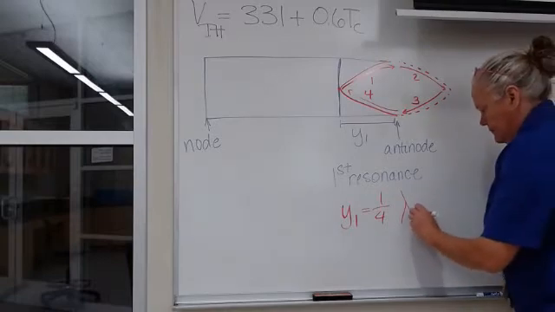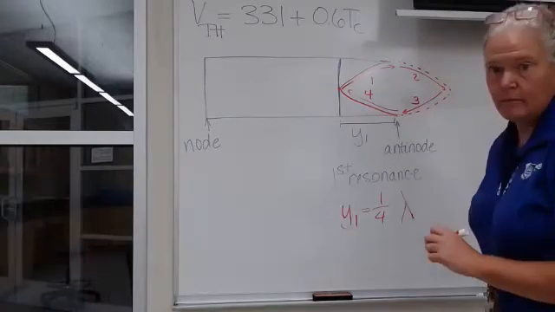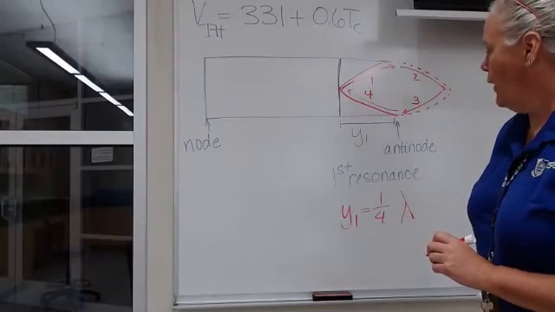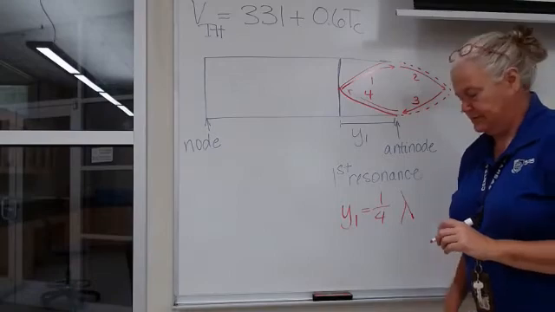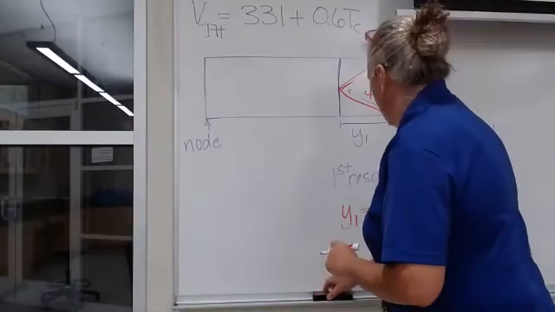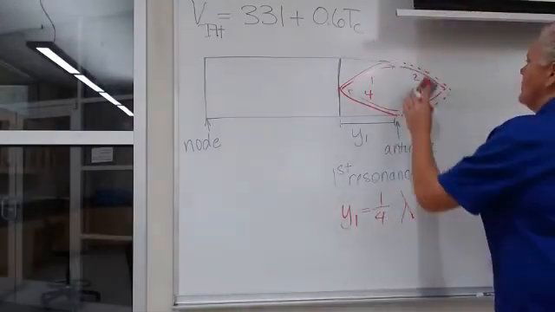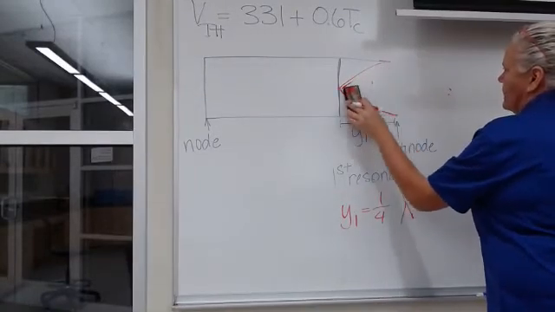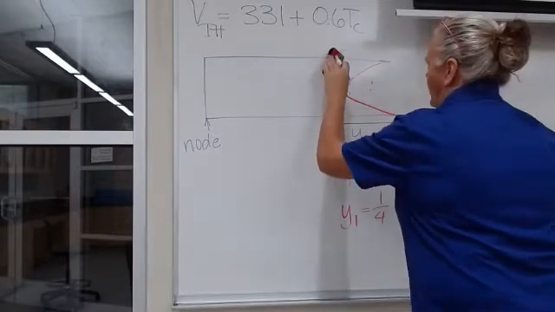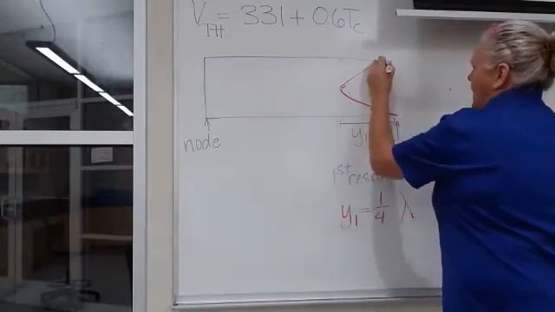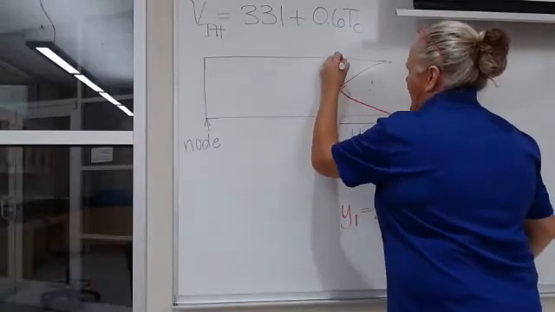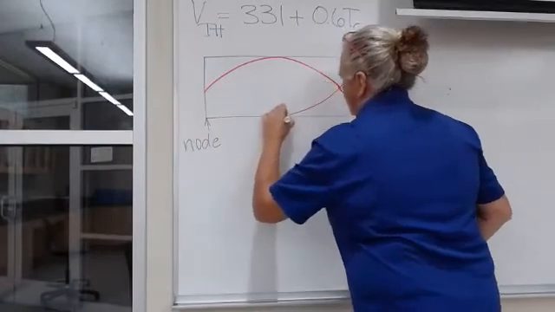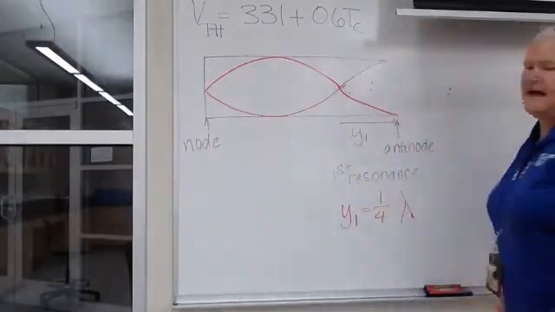Okay? Now, where am I going to hear my next loud sound? Okay, so I'm going to erase this part right here. Where am I going to hear my next loud sound? Well, I've got to have a node at one end and an antinode at the other end. So my next loud sound is going to look like this, where I've got a whole football plus half.